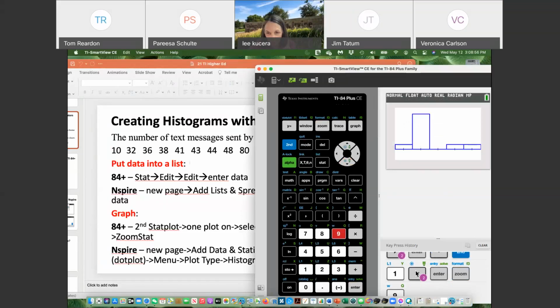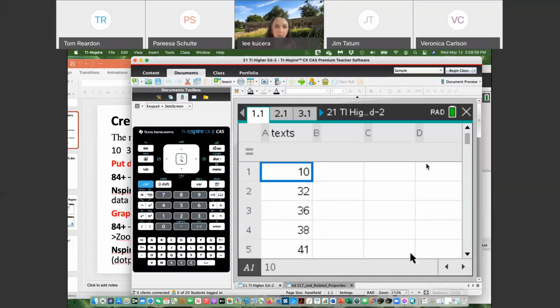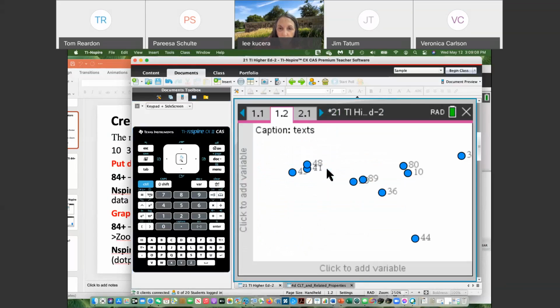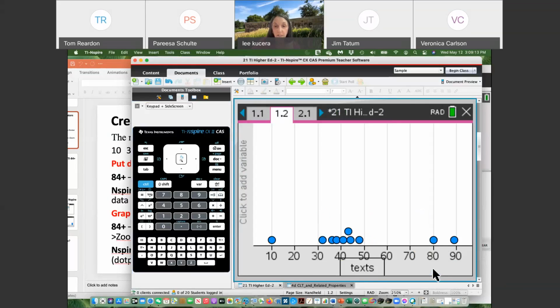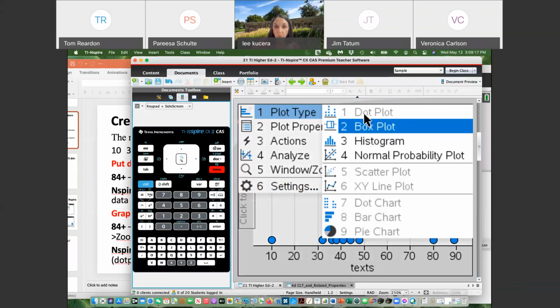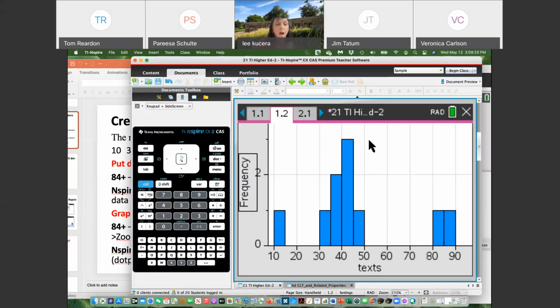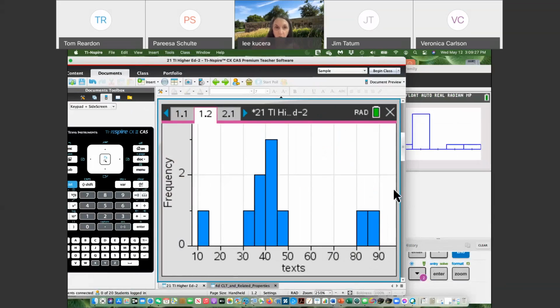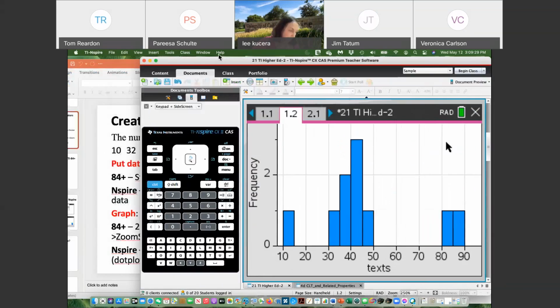On the Nspire, it does the same thing. Here's that same data. On this one, I need to add another page, and I'm going to add a data and statistics page. And then I'm going to put in my variable text. The first thing it does is give me that dot plot, and then I can choose a different type of plot. For instance, I can choose to make it a histogram. On both of them, I can go in. Notice that the bin sizes are different between the two. I can go in and adjust those as I need or as I want.